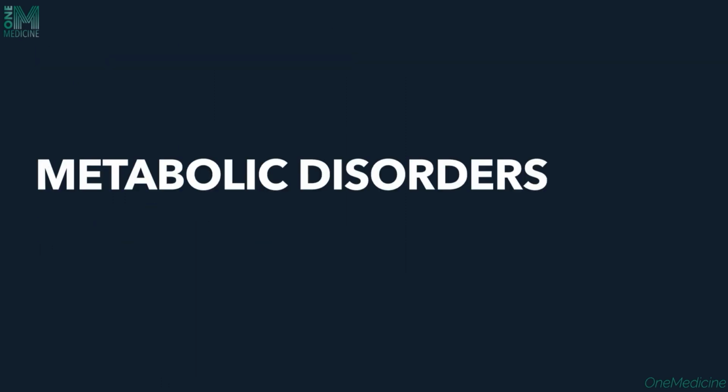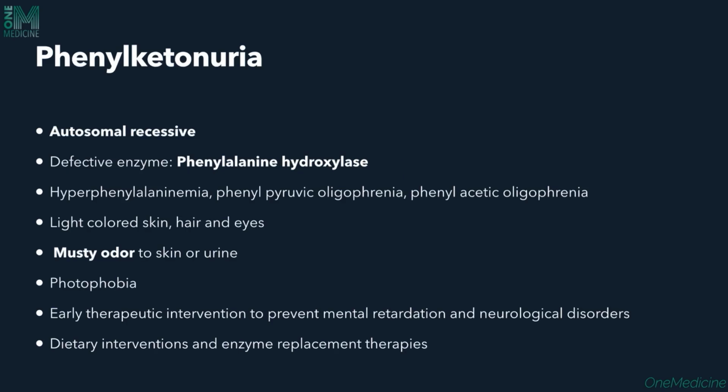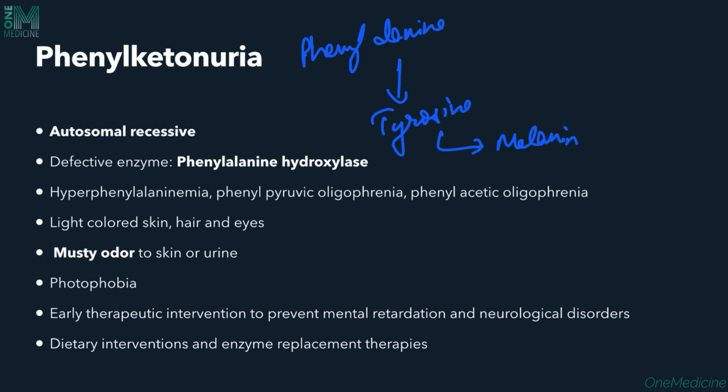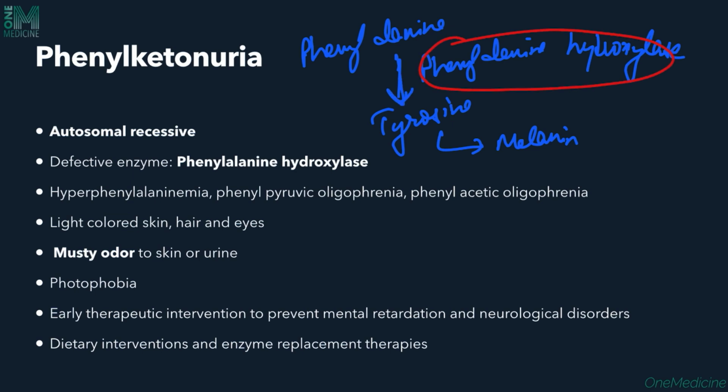Metabolic disorders which present with hypopigmentation include phenylketonuria. As I told you before, phenylalanine is converted to tyrosine. Tyrosine then forms melanin after many steps. So the enzyme phenylalanine hydroxylase converts phenylalanine to tyrosine. This enzyme would be defective in phenylketonuria, so there will be raised phenylalanine levels seen. The defective enzyme is phenylalanine hydroxylase, an autosomal recessive condition.